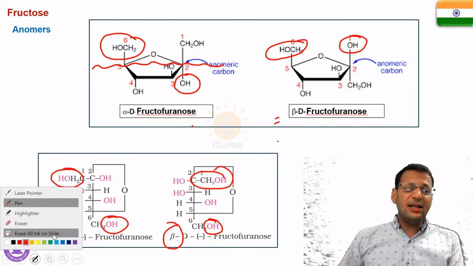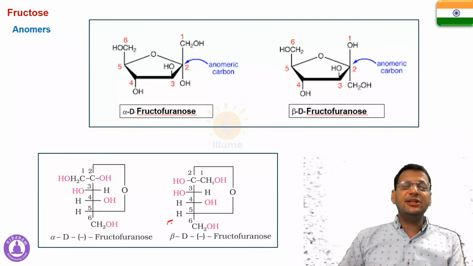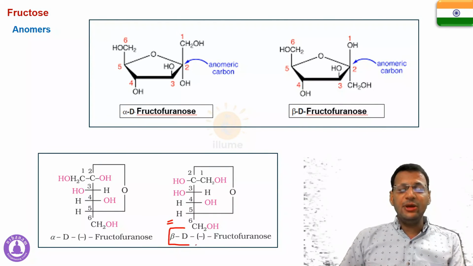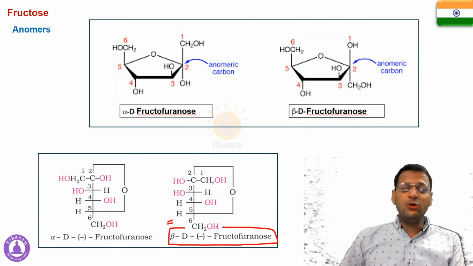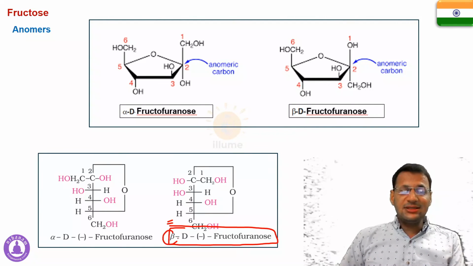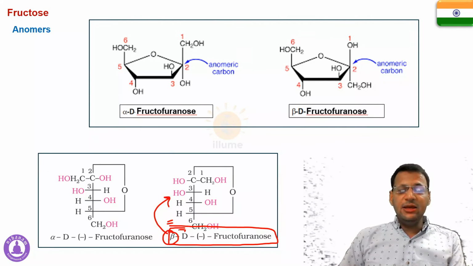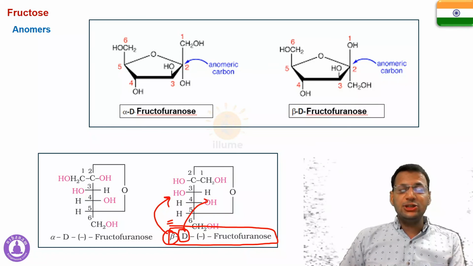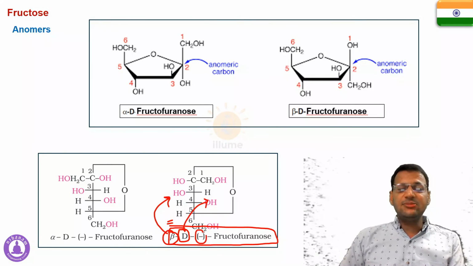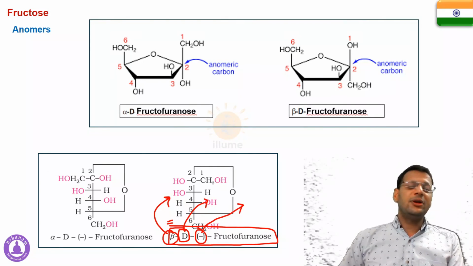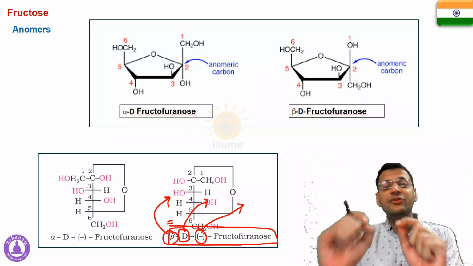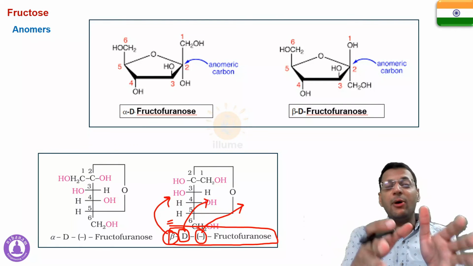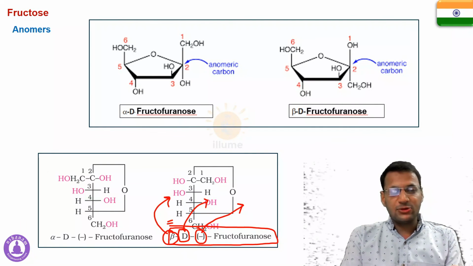Now NCERT chemistry has very well mentioned the exact naming of fructose. This is how you name fructose. Beta means the beta anomer, D means the D form of an enantiomer, and minus means levorotatory. So this name is sufficient to tell you about the complete chemistry of fructose.